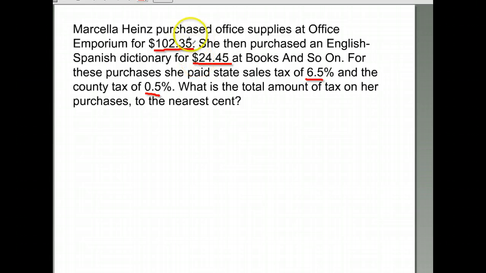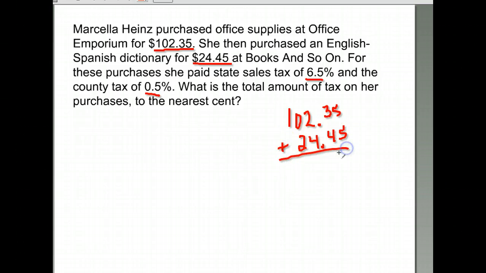All right, so first thing we're going to do is total those purchases. They want to know, again, what was her total tax. And you'll want to watch those in case they say what was her total purchase price. But here again, they just want to know the total tax. First, we have to know how much she spent just in general on her items that she purchased. So we're going to total those.